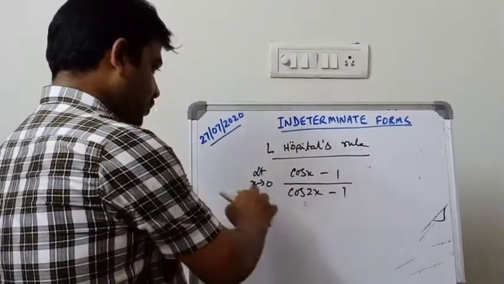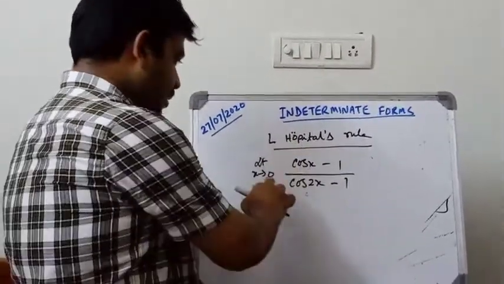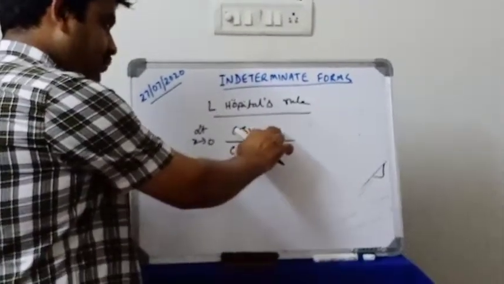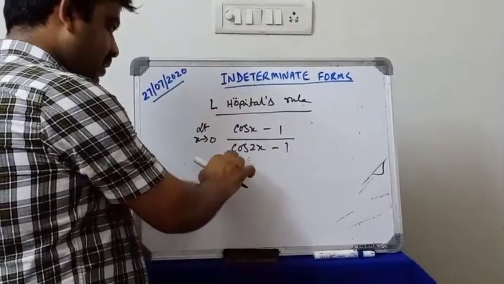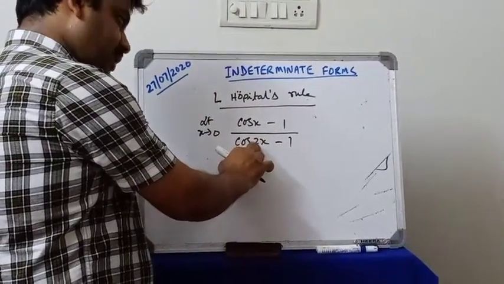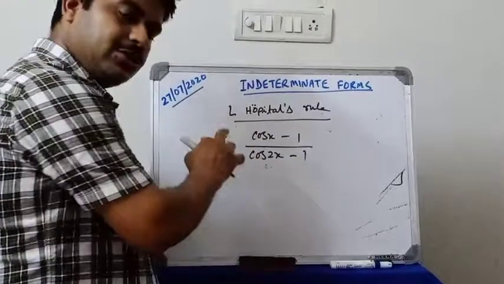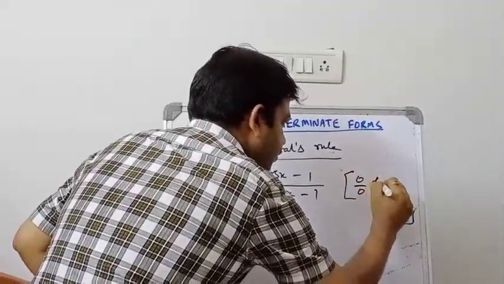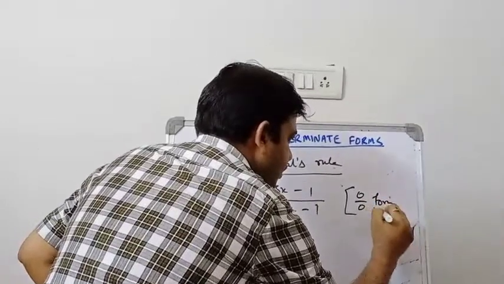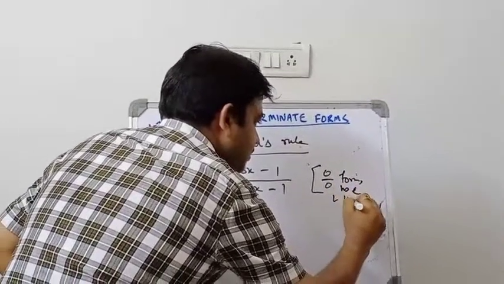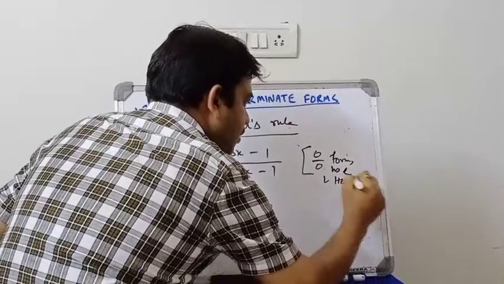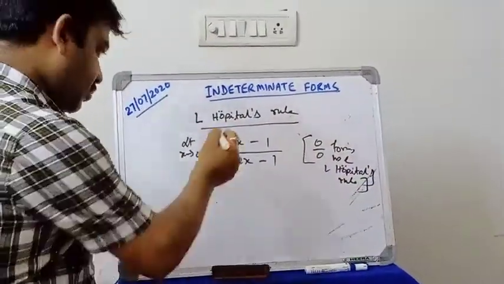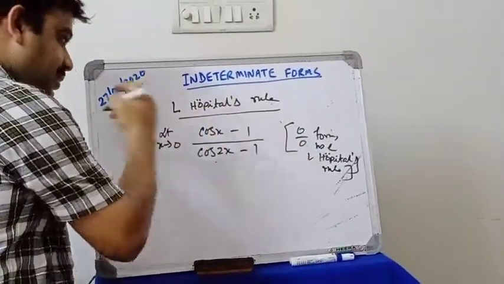First you put 0 in place of x. Look what it will come. If I put 0 in place of x, cos 0 is 1, and 1 minus 1 is 0. Denominator, just check, cos 2x, that means cos 0 is 1, and 1 minus 1 is 0. That means it is also 0 by 0 form. So here you write 0 by 0 form, use L'Hospital's rule. Then take the derivative of both numerator as well as denominator.